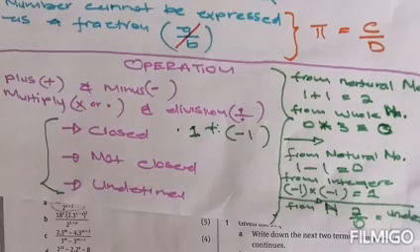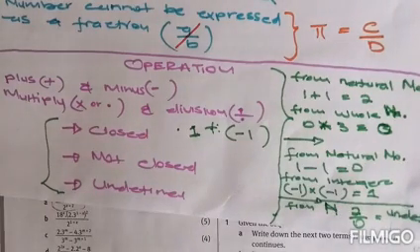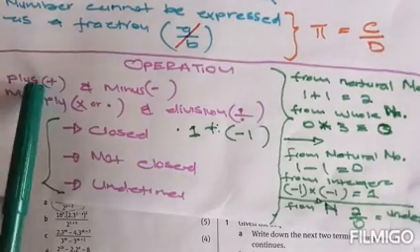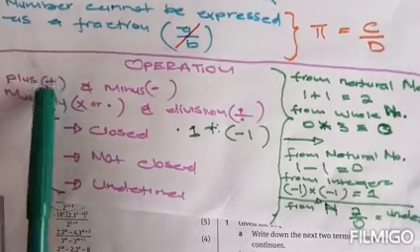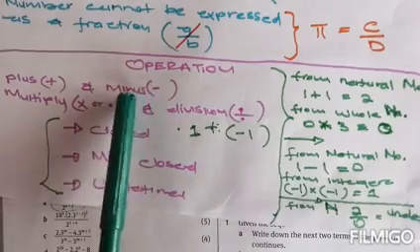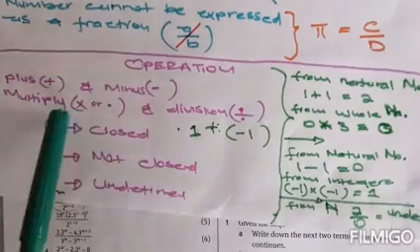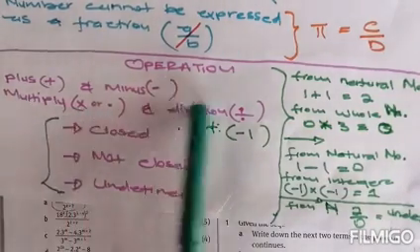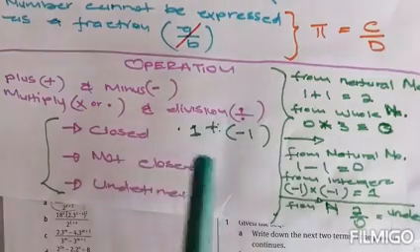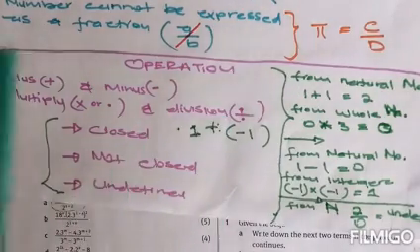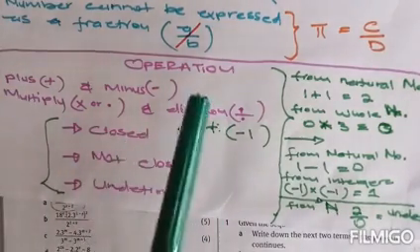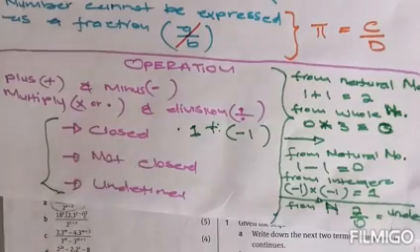Also important are the operations we are using to work with these numbers. So the operations are plus, an addition operation. Minus is a subtracting operation. Also we have a multiplication operation and a division operation. So using these operations on our numbers, there are other properties that are displayed by our numbers.